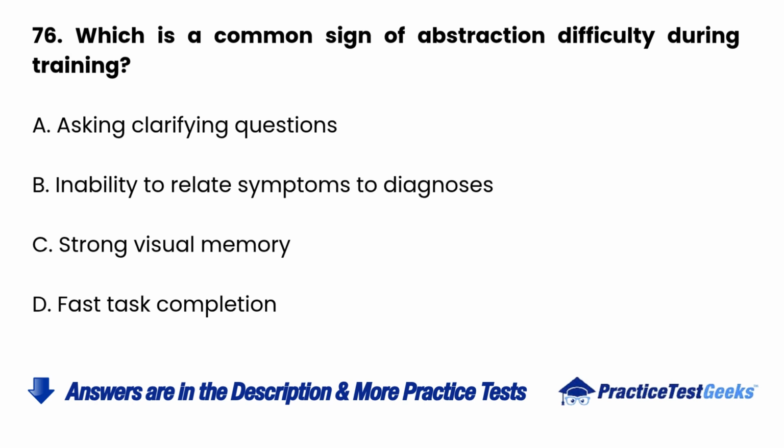76. Which is a common sign of abstraction difficulty during training? A. Asking clarifying questions. B. Inability to relate symptoms to diagnoses. C. Strong visual memory. D. Fast task completion.